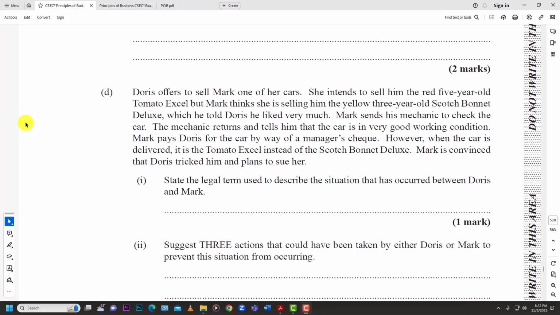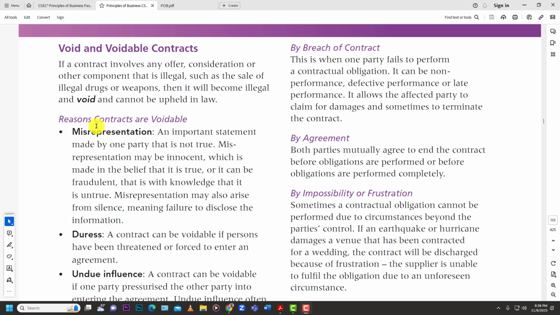State the legal term used to describe the situation that has occurred between Doris and Mark. And so the best one here is, of course, there's some misrepresentation going on right there. If you look in the textbook, you see here, reasons for contracts are voidable. So we have misrepresentation. This is where an important statement made by one party is not true. Misrepresentation may be innocent, which is made in the belief that it is true, or it can be fraudulent, that is, with knowledge that it is untrue.